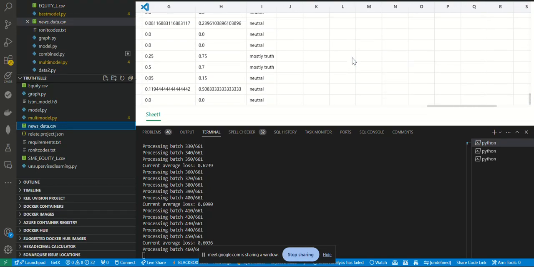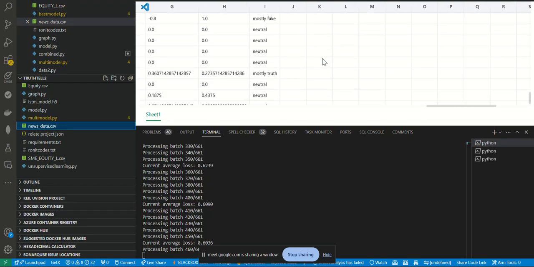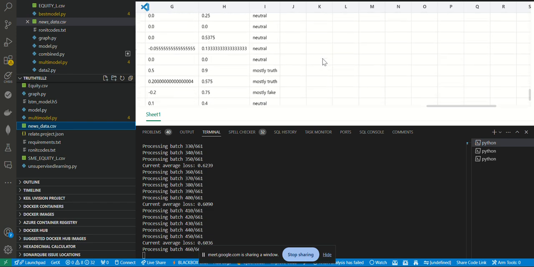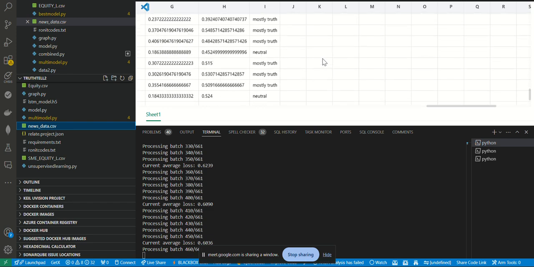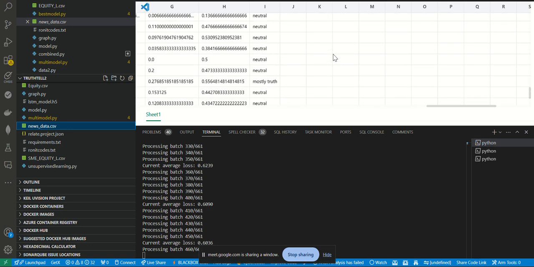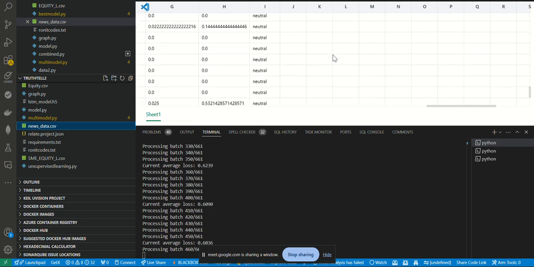As you can see, neutral, mostly true. There will be false also in between. But because the data source was quite trustworthy, we got mostly true news.